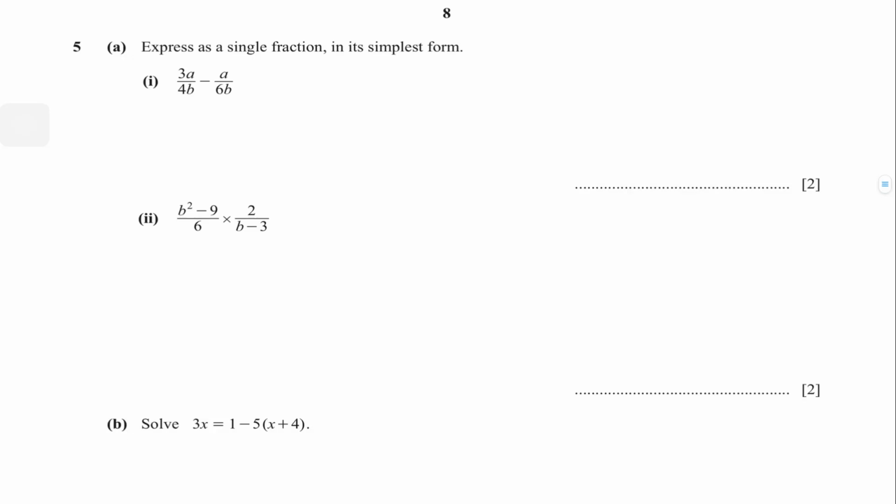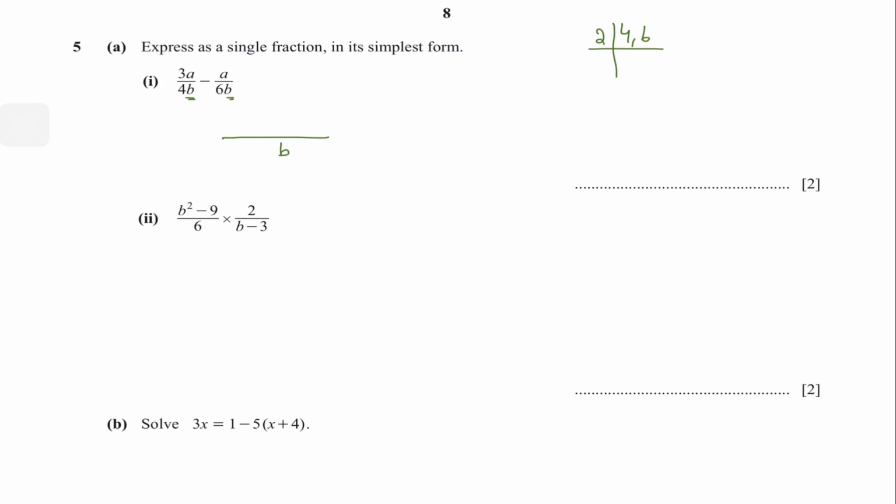Alright, now let's do question number 5. So here we have two algebraic fractions which we have to subtract. We notice that both of them contain b, so that means b is definitely going to be part of our LCM. And then one of them has 4b and the other has 6b. So that means we'll have to take out the LCM of 4 and 6.